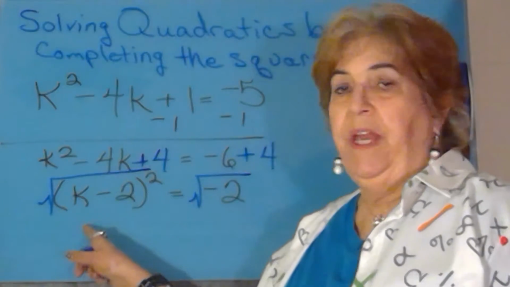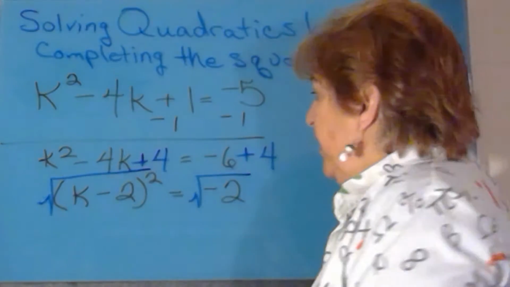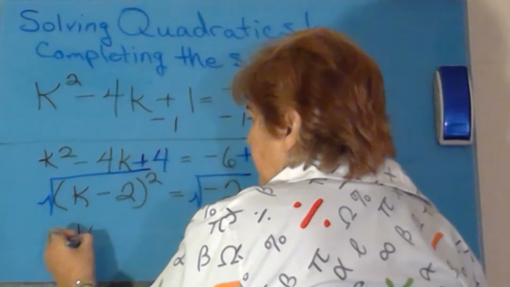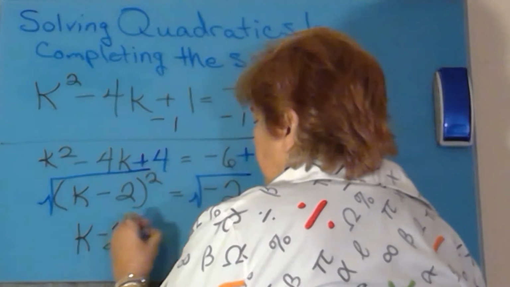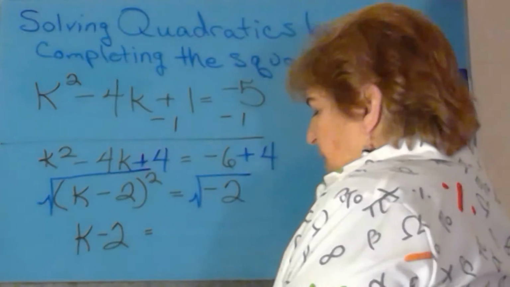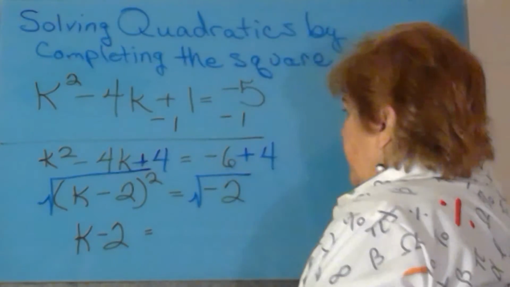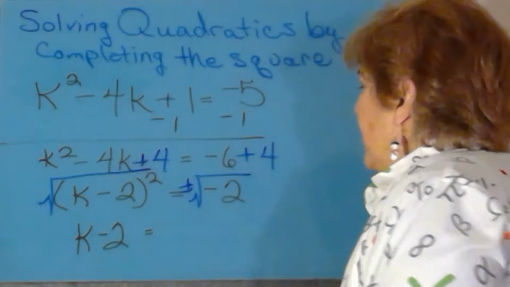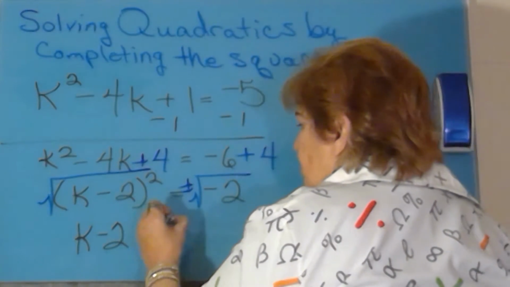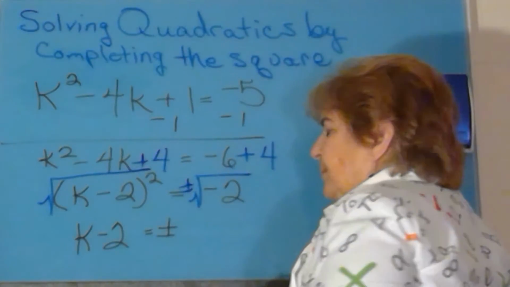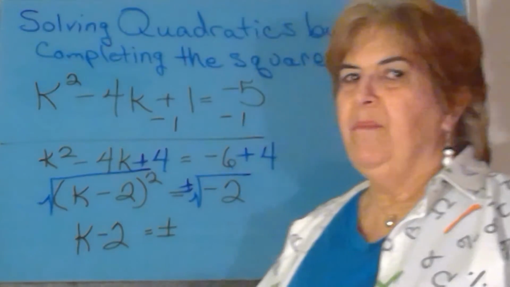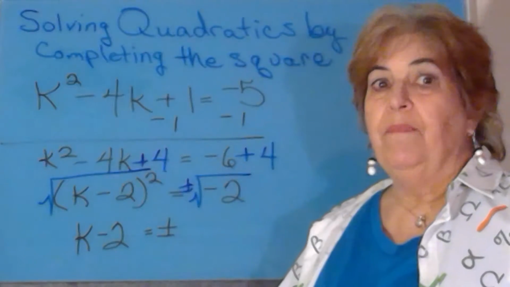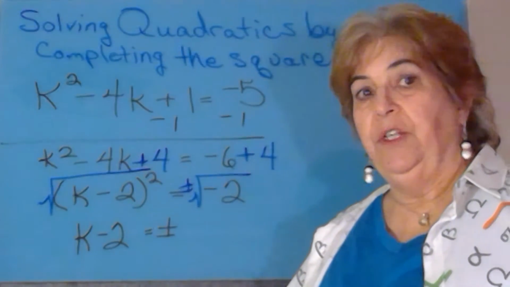The square root of (k minus 2) squared is simply k minus 2. And I didn't write it in the previous step, so don't forget you're going to get a plus or minus here. And it's going to give me plus or minus. Now remember, we've got a square root of a negative number over here. That's going to give us an imaginary number.